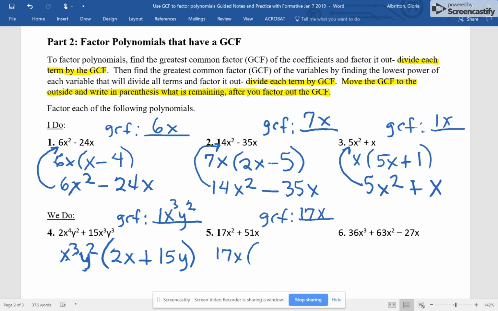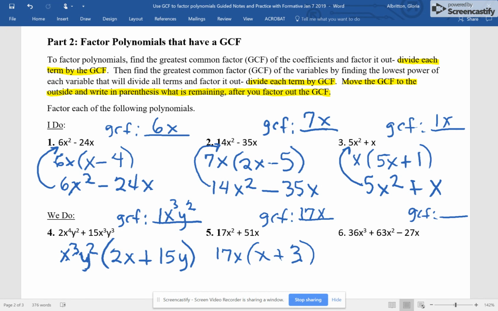So if I pull or divide a 17x out of 17x squared, there's an x left. Plus, if I take a 17 out of 51, 17 divides 51 3 times because 17 times 3 is 51. And then pull an x from the x, there's no x left. So there's your answer for number 5. Number 6, the greatest common factor.